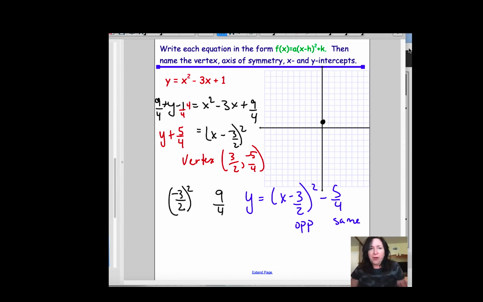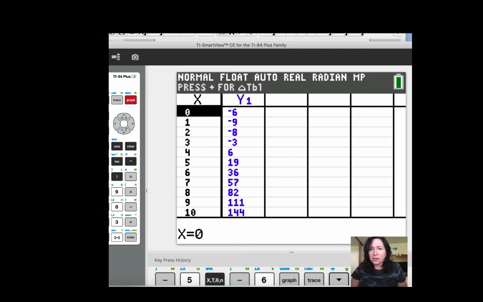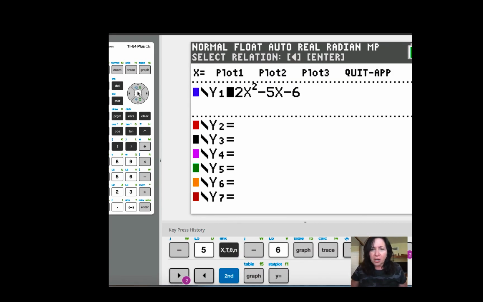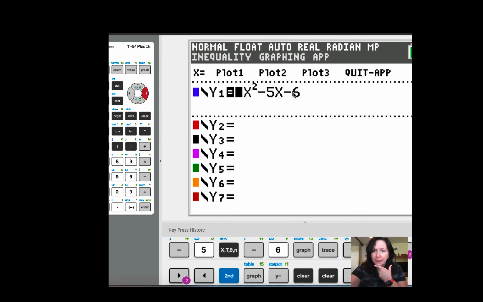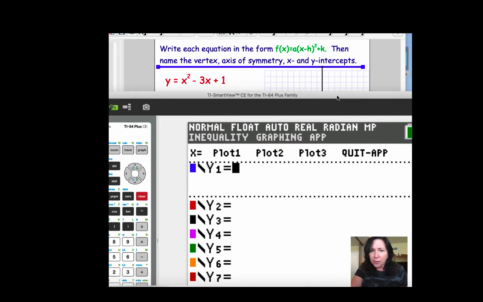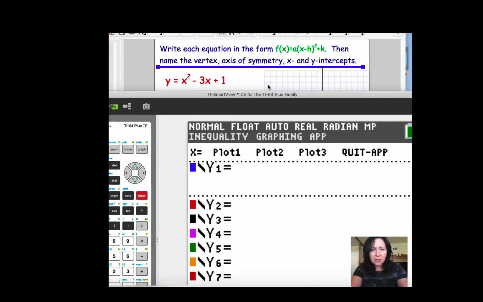And let's just, for fun, graph this and see what this actually looks like. Okay, so I'm going to go to y equals, and I'm going to delete this equation. Okay, and let's type in our new equation. And it looks like our new equation was x squared, that looks like the squared button, and then minus 3x, and then plus 1.